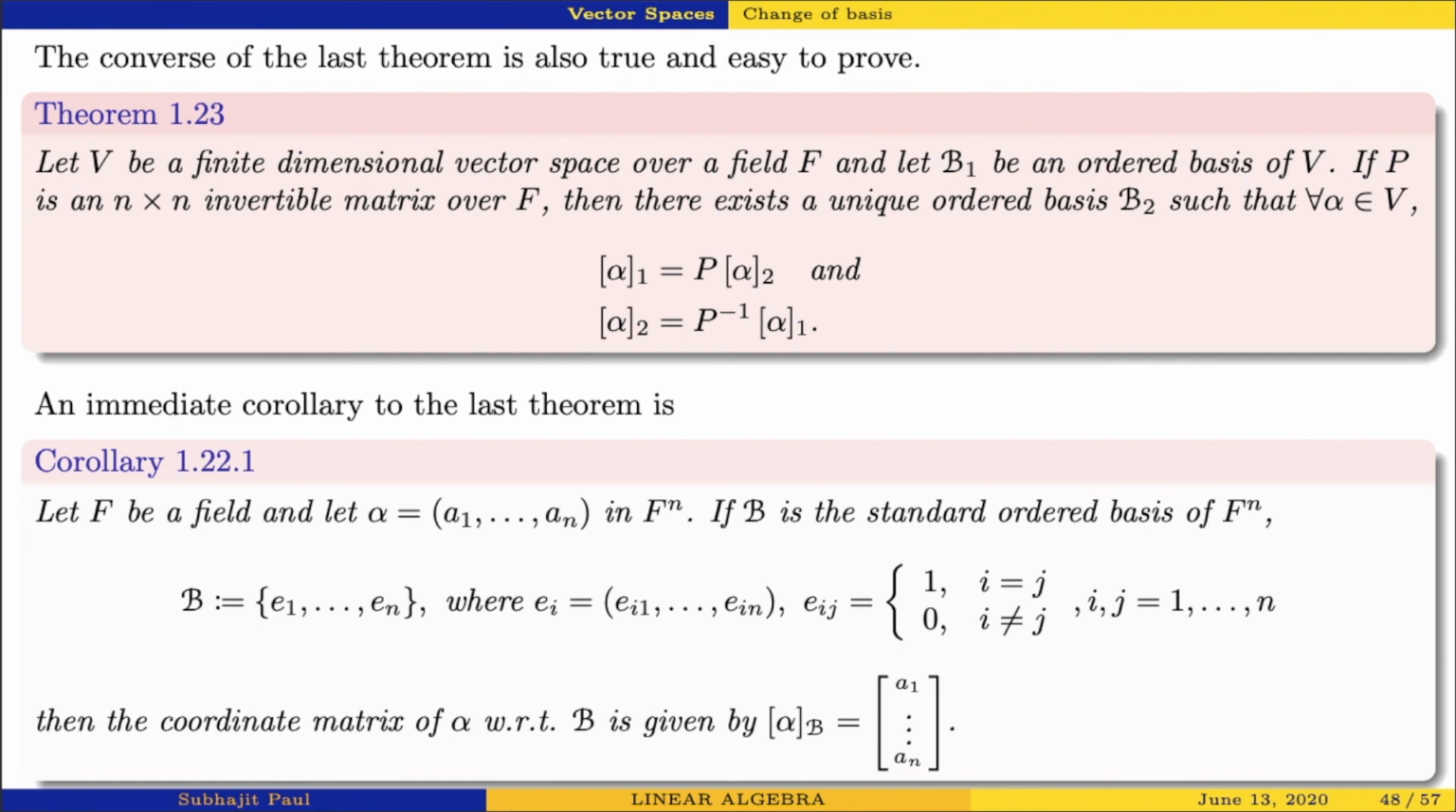Then the coordinate matrix of alpha with respect to B is given by this notation, square bracket alpha suffix B, which is the coordinates of alpha, this a1, a2 up to an. So this finishes the section on change of basis, and also the chapter on vector spaces. The next chapter is on linear transformation.